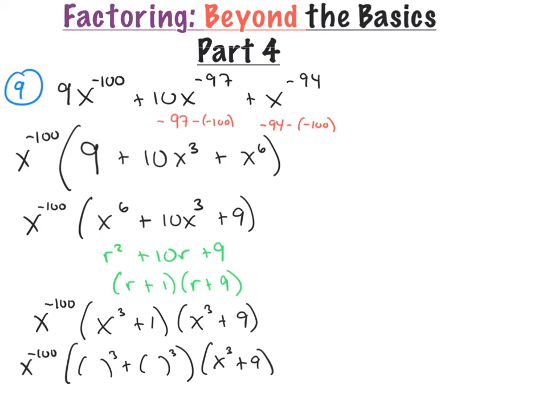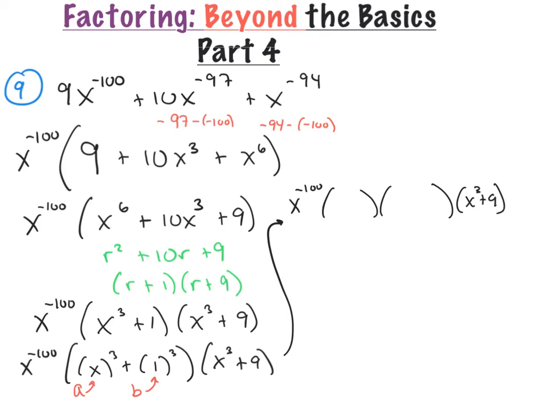Okay, so to give us the next two, what multiplies by itself 3 times to be x cubed is x, and what multiplies by itself 3 times to give us 1 is 1. So a is x and b is 1. So going up here, we have x to the negative 100 and x cubed plus 9 will stay.